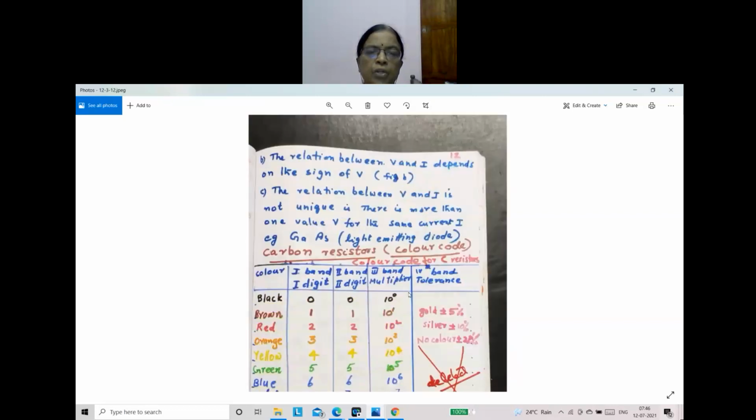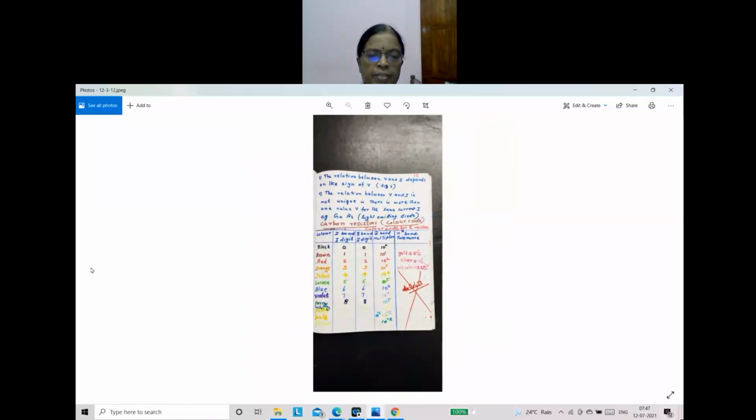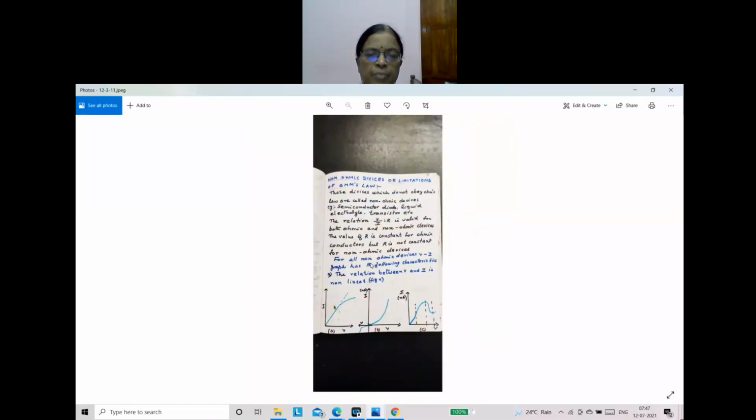The relation between V and I depends on the sign of the voltage. That is the second graph. The relation between V and I is not unique. There is more than one value of V for the same current. Gallium arsenide light emitting diode. That's the graph. So these are the graphs for the materials which do not obey Ohm's law.